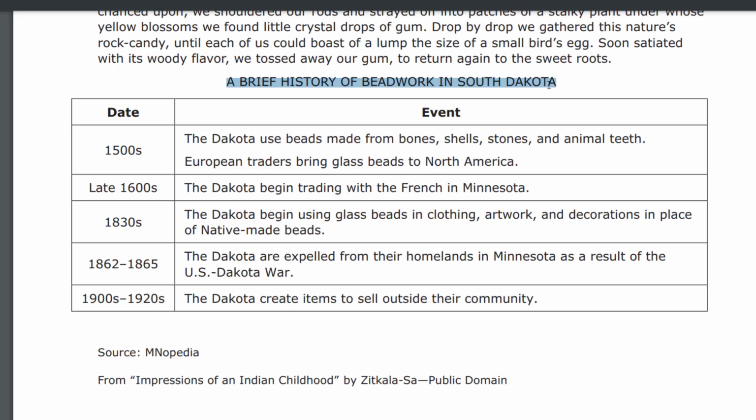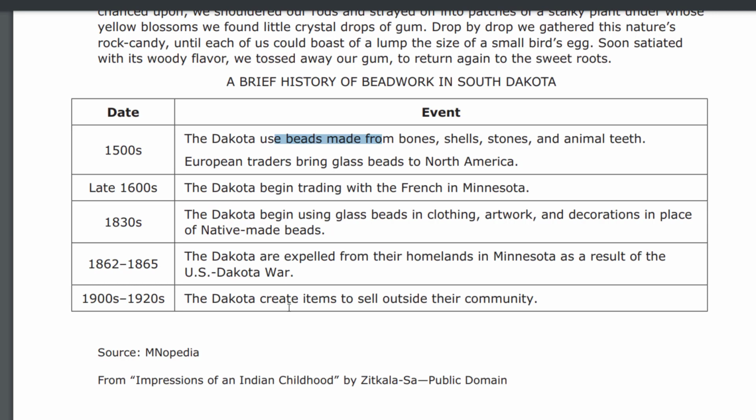Make sure you read the titles, any notes for any tables or figures, and if it's a graph, any chart labels or legends. Okay? So in this case, everything is noted as dates in one column, and the actual events. The events relate to using beads. Dakota began trading the beads in the 1600s. In the 1830s, they began using glass beads. And then they were expelled from their homeland, and later they still create items to sell outside of their community, even as recently as the 1900s.